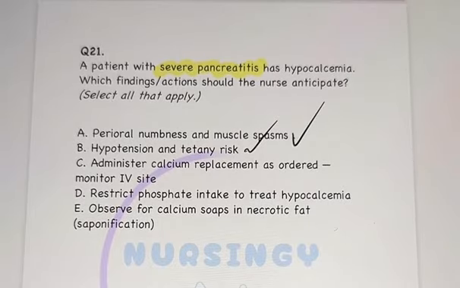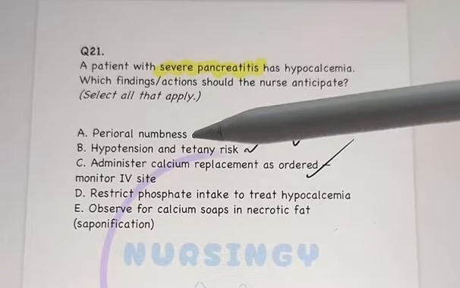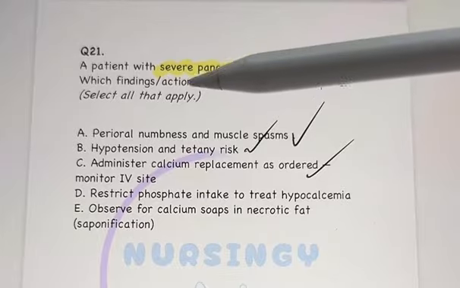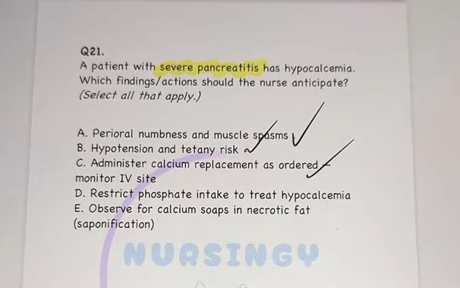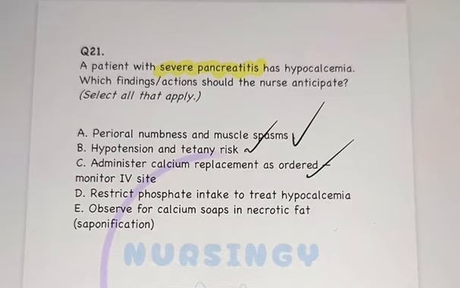And C is always as ordered, our golden rule, we never forget. And monitor IV sites, definitely. Especially here, they haven't said whether it's calcium chloride or calcium gluconate, so it depends. It will depend on what other electrolyte imbalance we are having together.